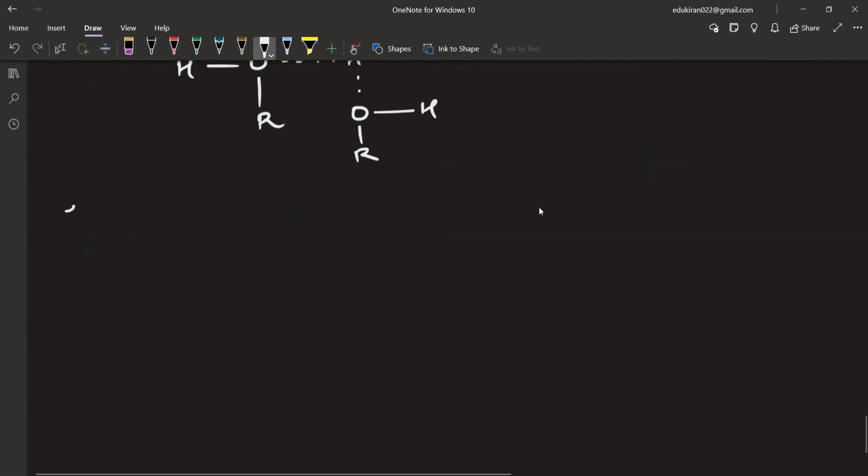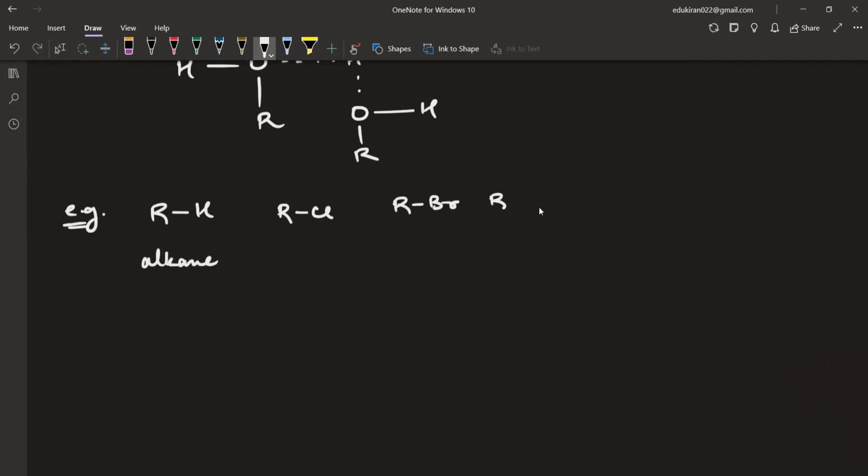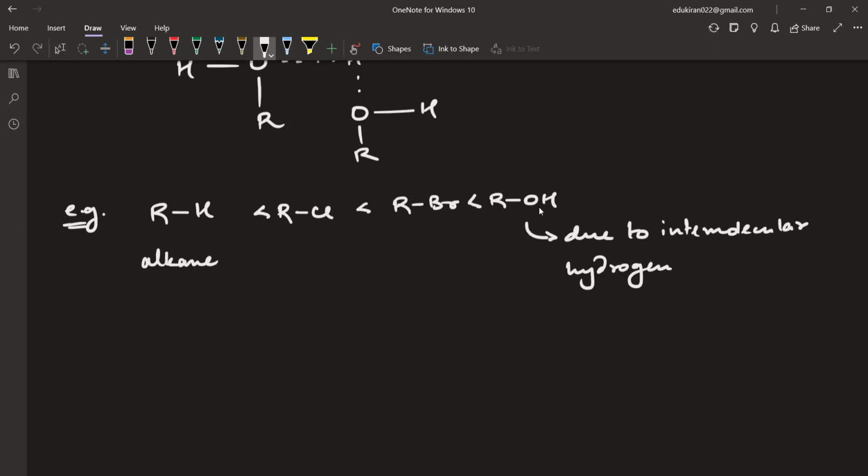So here also you can write an example like this. If you have R, let us see what you have. RH, this is alkane. If you compare this with RCl, this is chloroalkane, RBr, and you have ROH, then alcohol will be the highest, followed by Br and chlorine. Okay, this is due to intermolecular hydrogen bonding.